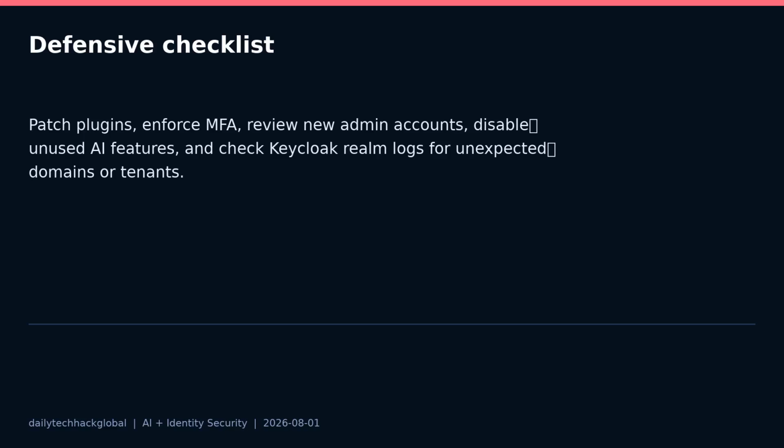Today's checklist: update AI Engine, Geeky Bot, and MailerPress, disable unused AI plugin features, require MFA for WordPress administrators, inventory new admin accounts and recent plugin setting changes, keep public chatbot endpoints separate from administrative APIs, and for Keycloak, review whether token exchange is enabled, whether Google and Microsoft identity provider restrictions are enforced after exchange, and whether realm access logs show unexpected external domains or tenants.